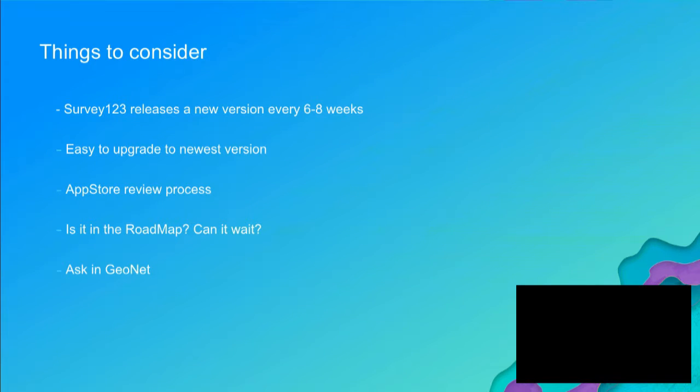Second of all, a couple things to consider. Survey123 releases every 6 to 8 weeks, so that's one thing you have to consider. And then when we code, let's try to think about how easy it is later to add this code back into the new version.